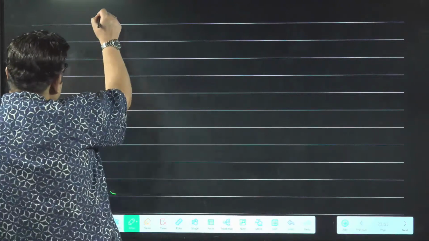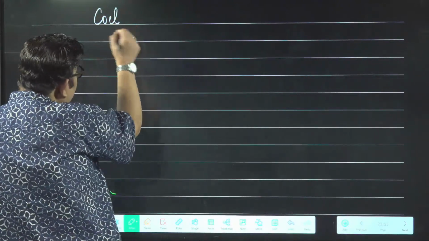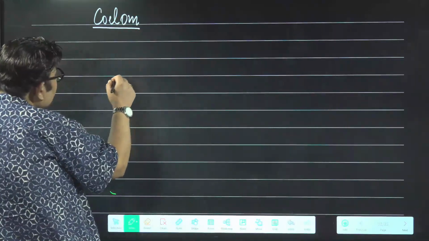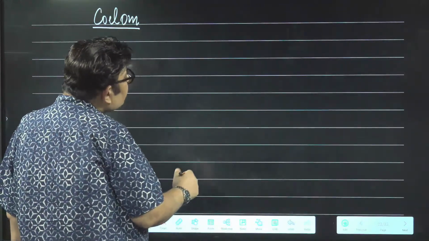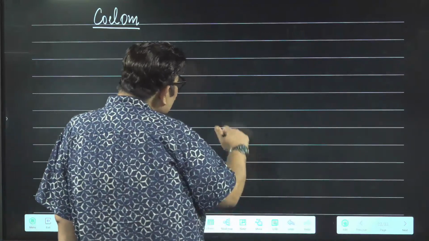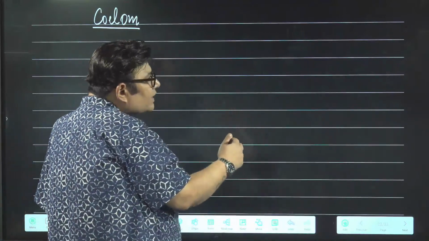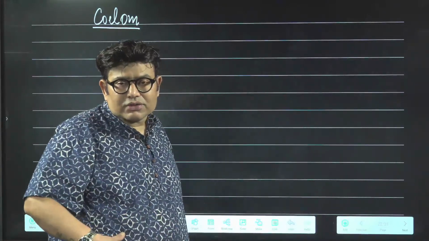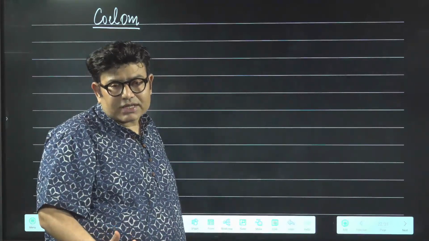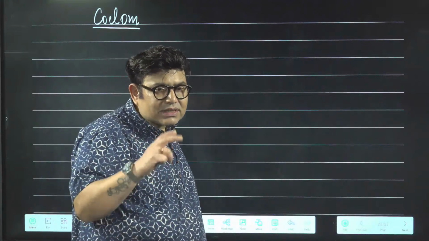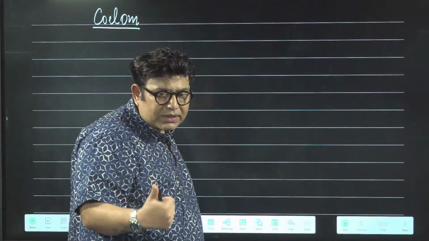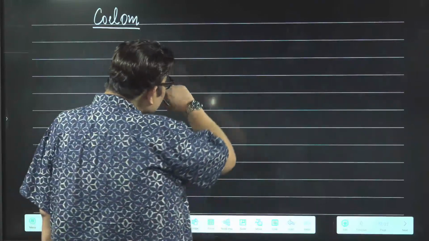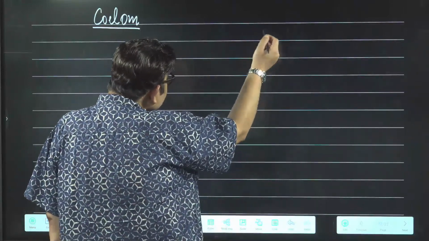So coelom literally means a cavity. Coelom is the body cavity. So where is this body cavity present? See, not every cavity is a body cavity as such. The oral cavity is not a body cavity. Gastric cavity or colonic cavity, these are not body cavities. So the coelom or peritoneum is the true body cavity. So let us understand the true body cavity.